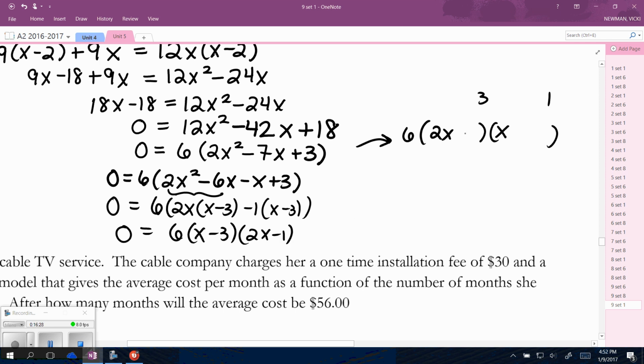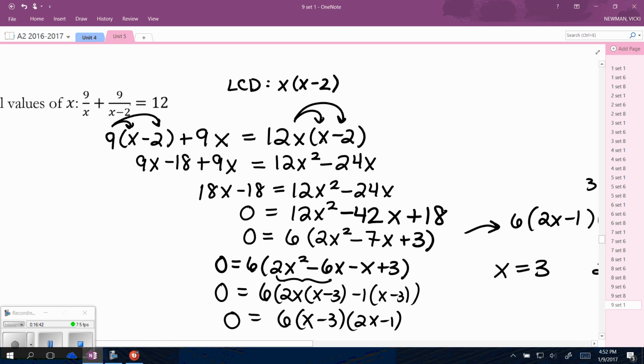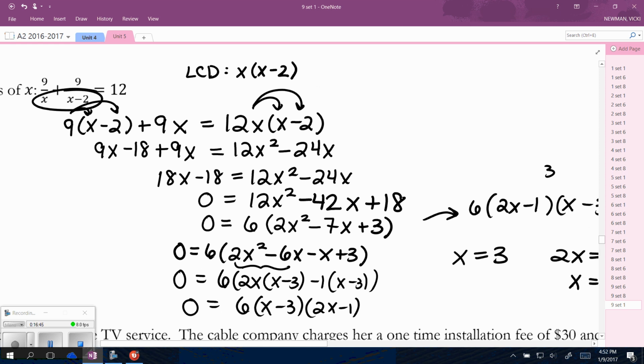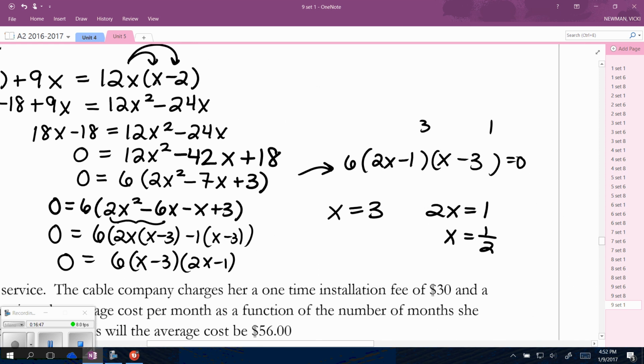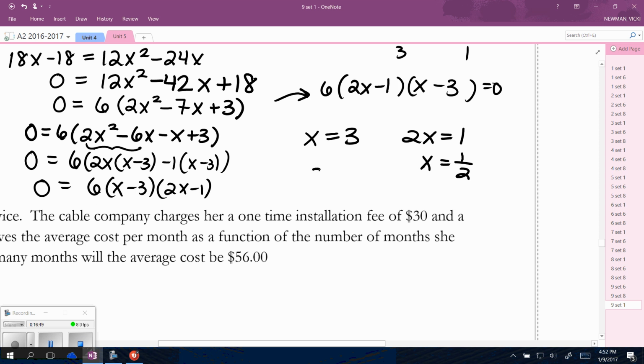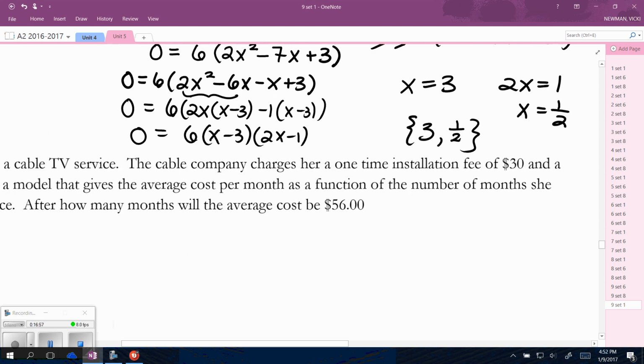So we end up, either way, 2x minus 1, x minus 3, with x equals 3, 2x equals 1, x equals 1/2. Are those both okay answers? Check. Look at your denominators. X can't be 0, x can't be 2. Did I get that for either of them? Nope. I got 3 and then 1/2. Both are okay. All right.